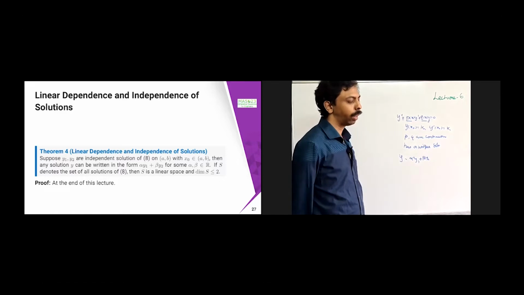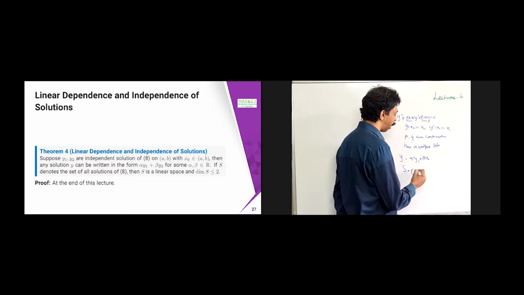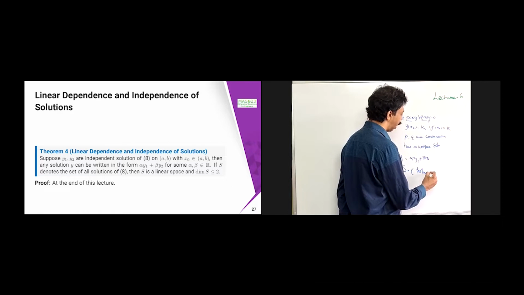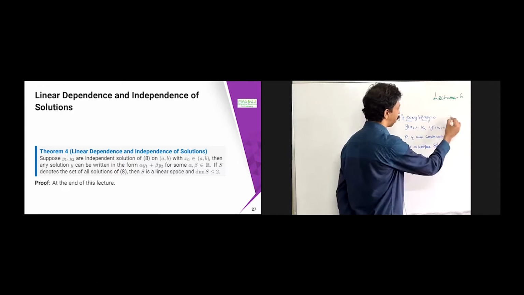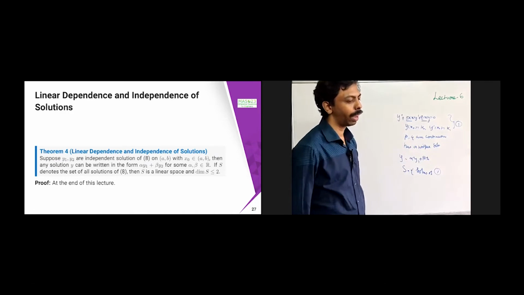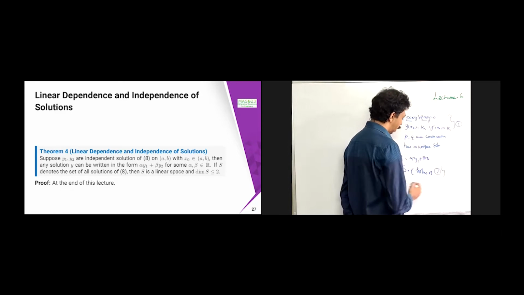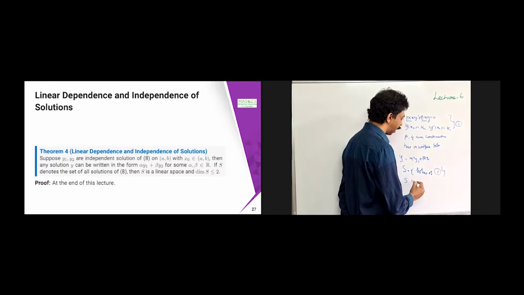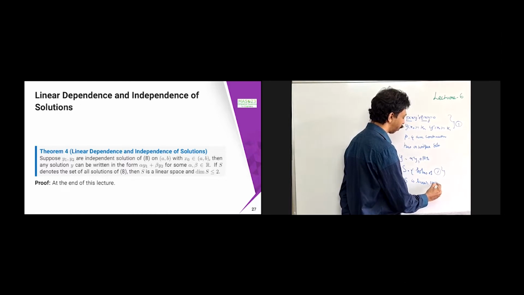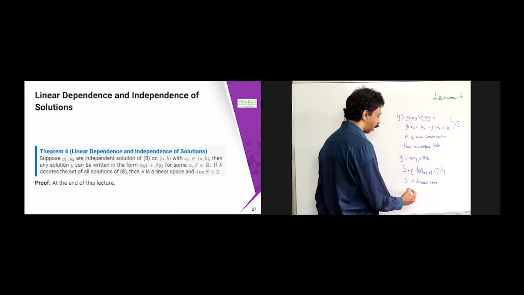And suppose S denotes the set of all solutions of this equation. Then S is a linear span of y1 and y2. What we can say is that S is a vector space, meaning I can say S is a linear space. And you can prove that the dimension of S is also less than 2.